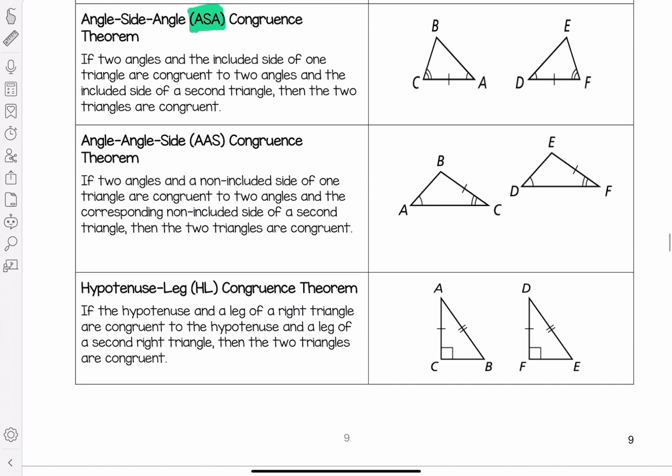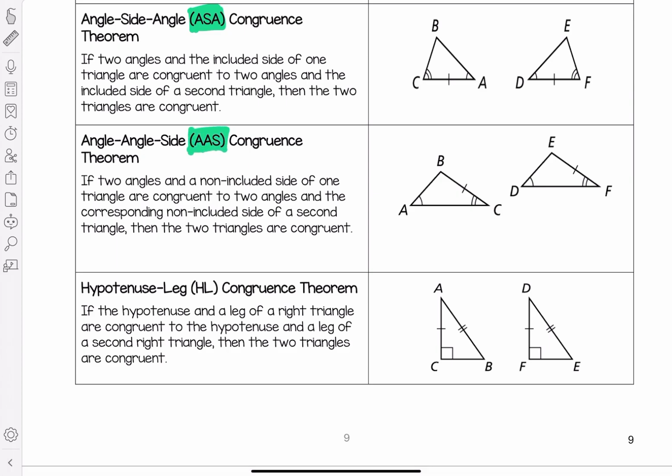Okay. And then last couple we got here, we have angle, angle, side. This means that I have two angles, and then the side is after. And again, order matters, so we have to make sure that that's the correct order it's in when we claim that it's that theorem.